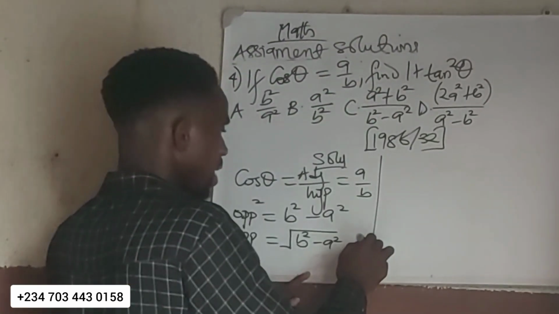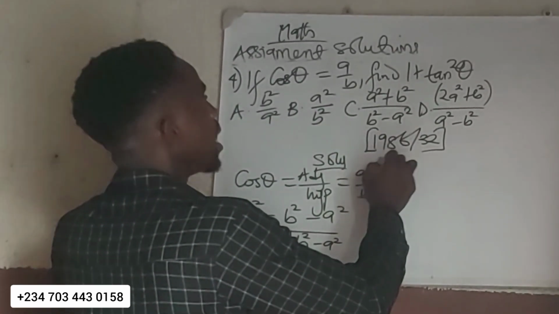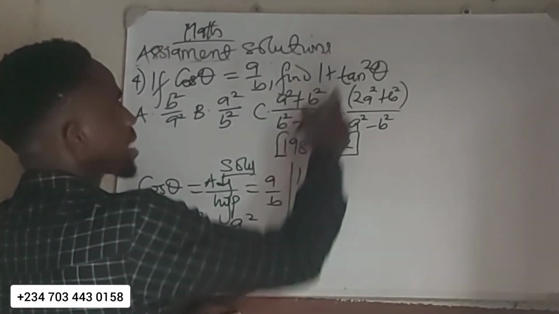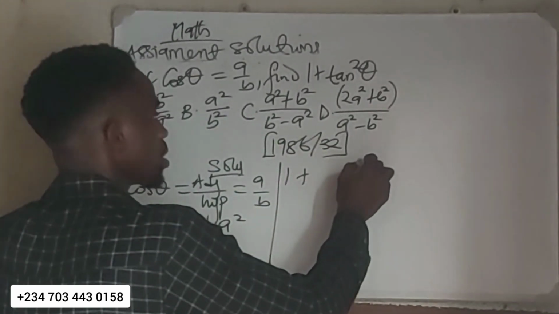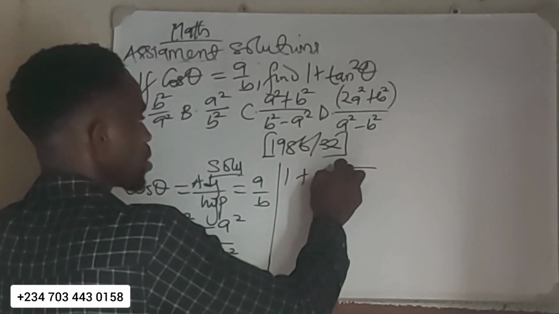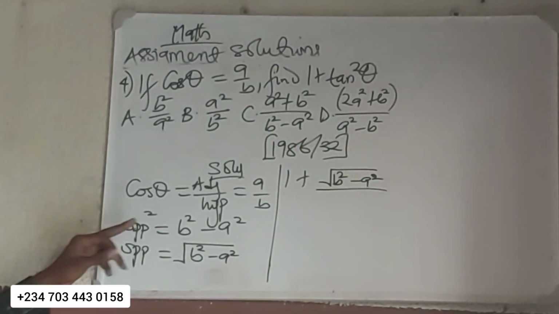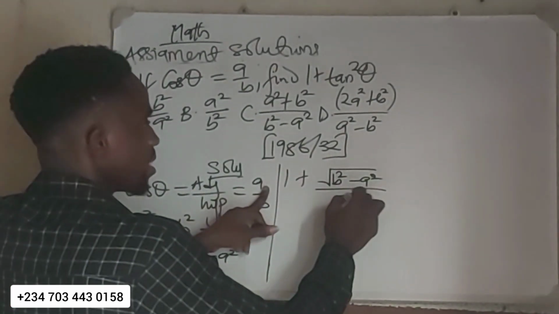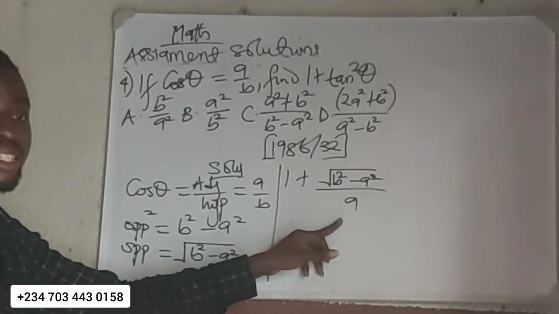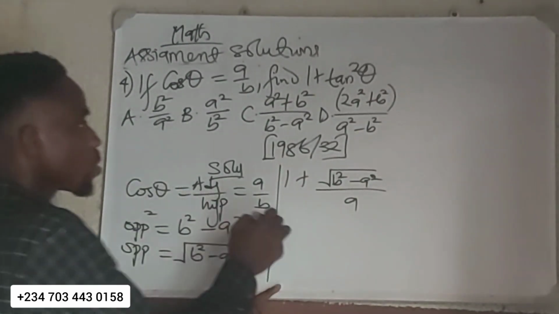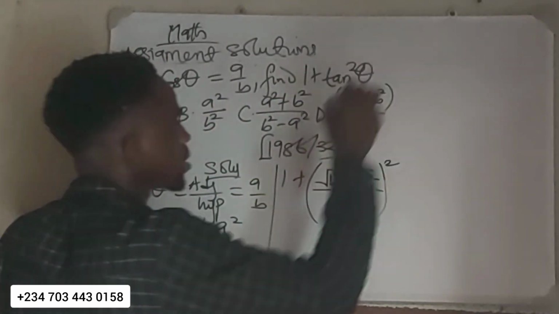So now we have 1 plus tan theta, which is opposite over adjacent. This is our opposite, root B squared minus A squared, all upon our adjacent, which is A. This is our opposite and this is our adjacent, because tan theta is opposite over adjacent. Then we have to square this because they said tan square theta, right?